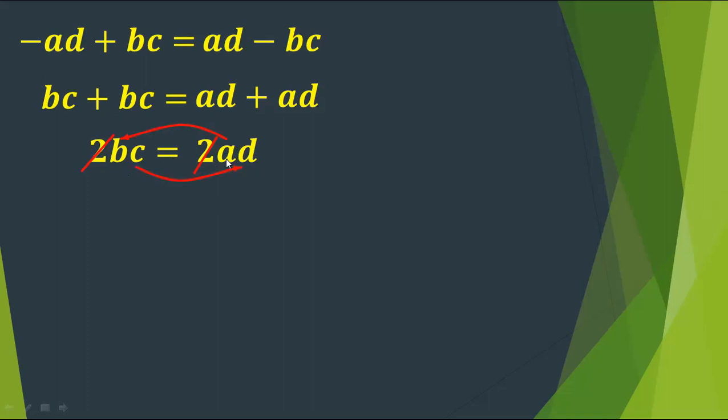We start by a on the right. a over b. Take c. c over d equals c over d, and this is the condition of proportion. We reach a over b equals c over d, and this is the condition of proportion. It means a, b, c, and d are in proportion.